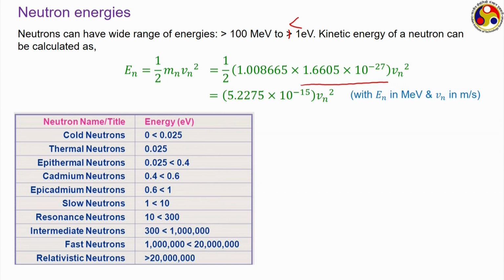So, as per the website of IAEA, that is the International Atomic Energy Agency, we have this kind of classification for neutrons depending upon their kinetic energy level. Of course, all these are not important, rather we can club several of them together.